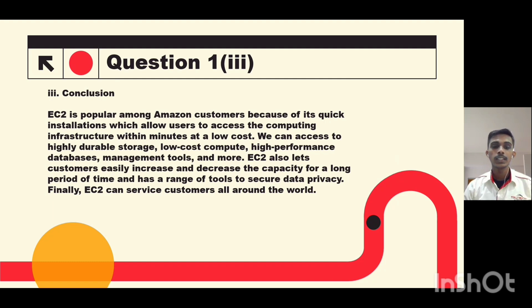Finally, EC2 can service customers all around the world.